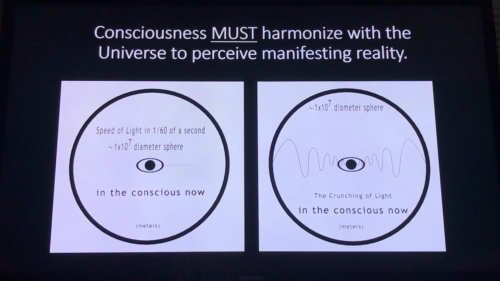So in order to perceive manifesting reality, consciousness must harmonize with the universe. They must be in tune with each other. So basically you could say that the universe has a state of rotation. You could say that your consciousness has a state of rotation, and that in order to perceive manifesting reality, consciousness must harmonize. They must be in that same state of rotation.